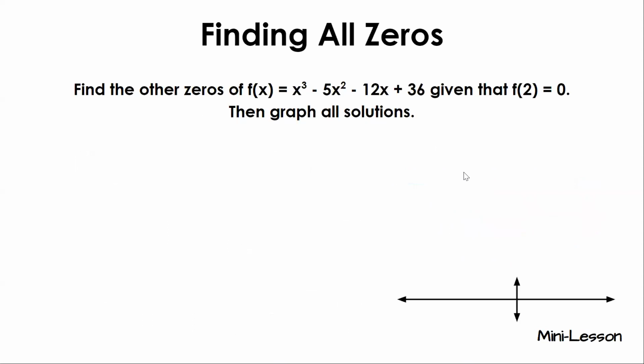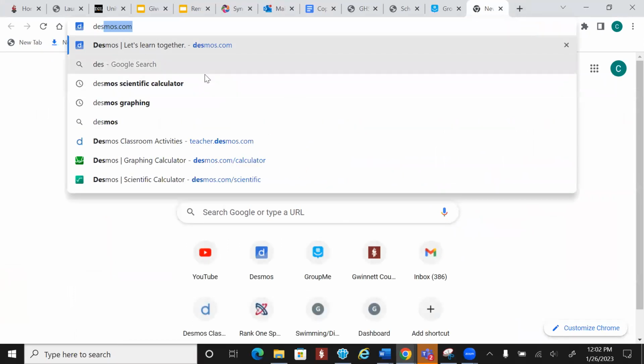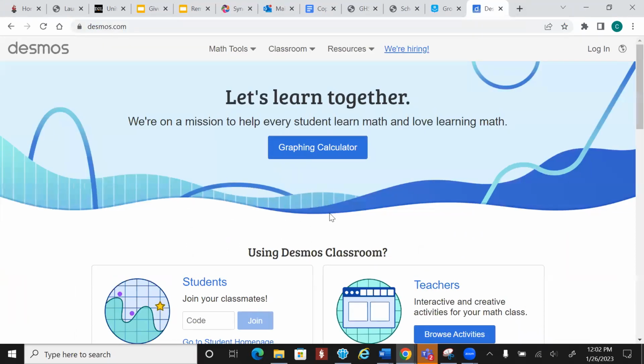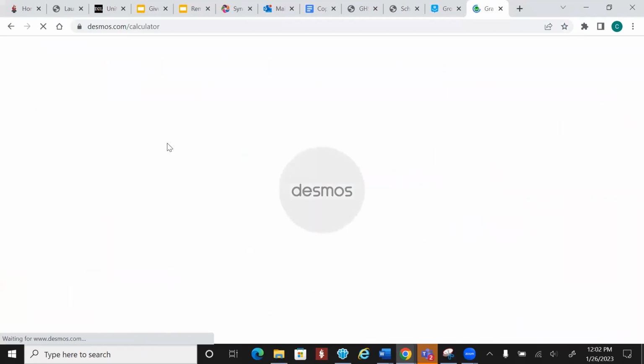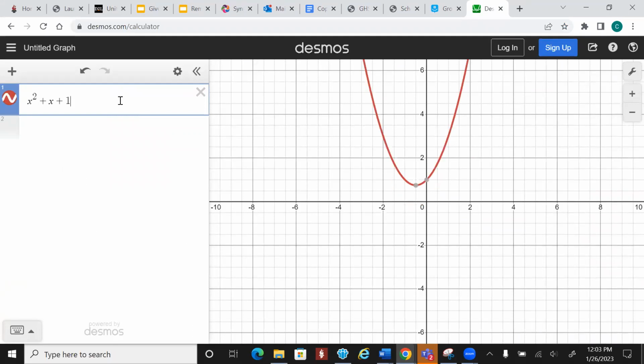I'm going to go into Desmos. Desmos carries, man. So we go in here, and we're going to enter x squared plus 1x plus 1. Notice how it doesn't cross the x-axis. So what does that tell us automatically? It's going to have an imaginary solution.